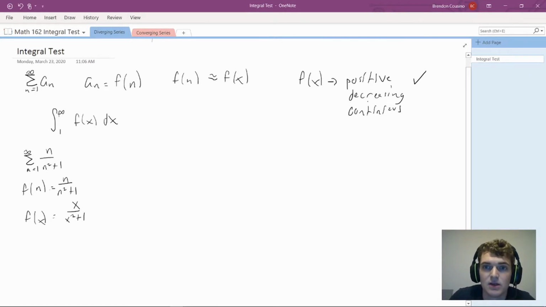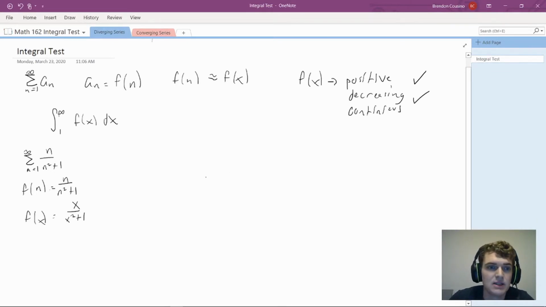Now we need to check to see if it's always decreasing. One way we can do it is plug in a couple values to start out, or we can just look at this function. Our denominator is x squared plus 1. This is always going to be bigger than our numerator. If our numerator is just x and our denominator has an x squared plus some extra to it, we know that our denominator is going to be getting bigger and bigger faster than our numerator is. So that tells us that our function is decreasing.